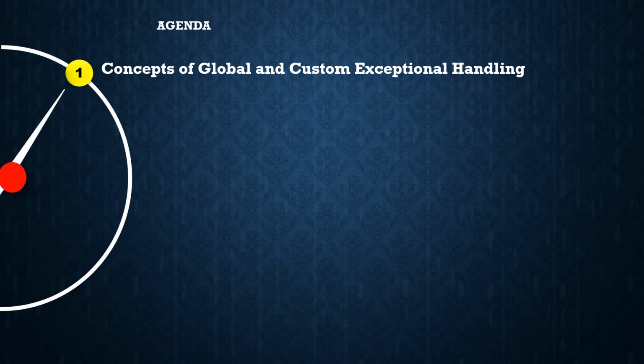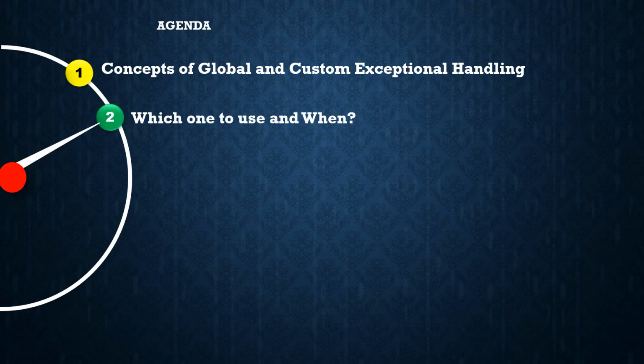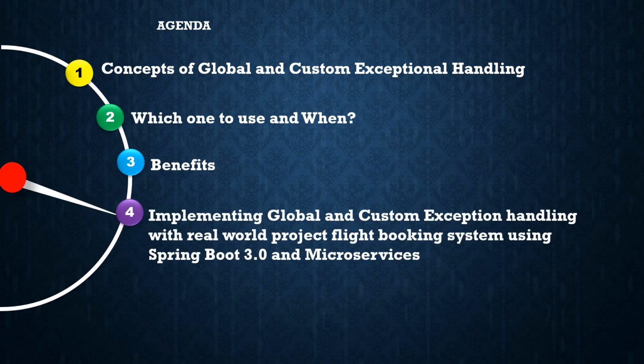We will see the concept of global and custom exception handling. Then we will try to understand in which scenarios we have to use global and custom exception handling, what are their benefits, and finally we will have a look into implementing global and custom exception handling with a real world project called Flight Booking System using Spring Boot 3.0 and microservices.